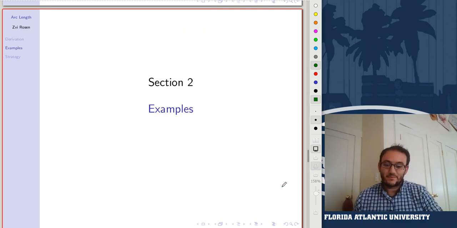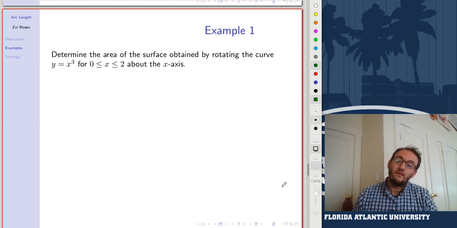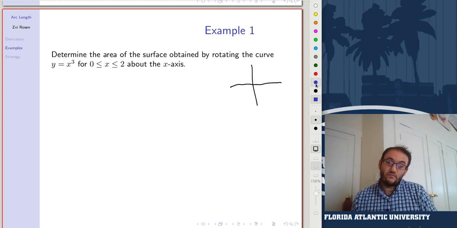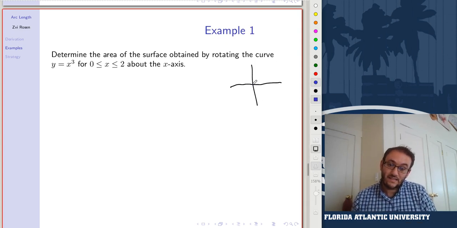Now let's do some examples. Example 1. Determine the area of the surface obtained by rotating the curve y equals x cubed for 0 less than or equal to x less than or equal to 2 about the x-axis. So let's start by envisioning what this looks like. If we have a curve y equals x cubed from 0 to 2, at x equals 0, y is equal to 0 cubed, or 0.